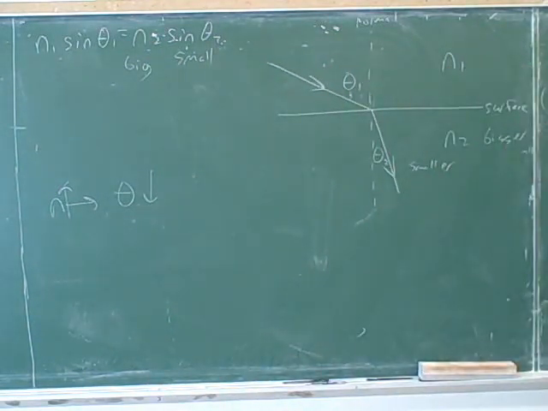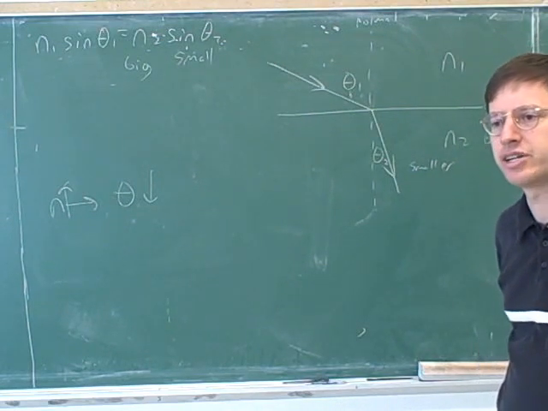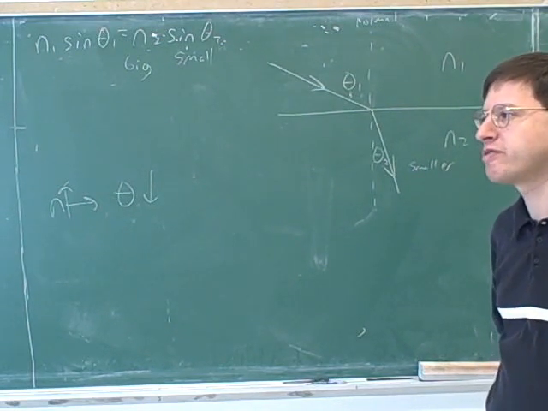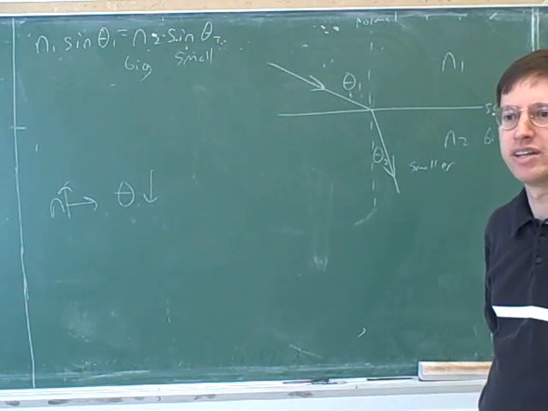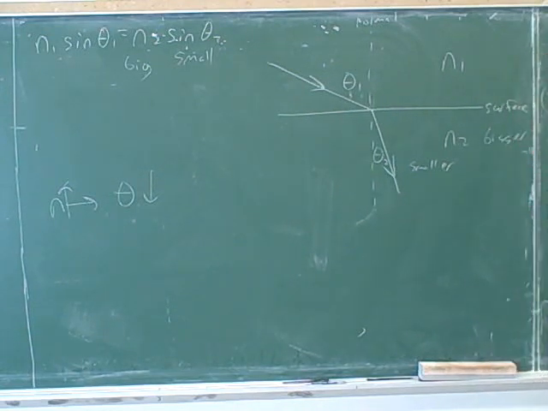I said before that air and vacuum have an index of refraction of what? 1. And I should also have mentioned everybody else's index of refraction is bigger than 1. Everybody else, that's worth having in your notes. Everybody but air and vacuum has an index of refraction that's bigger than 1.